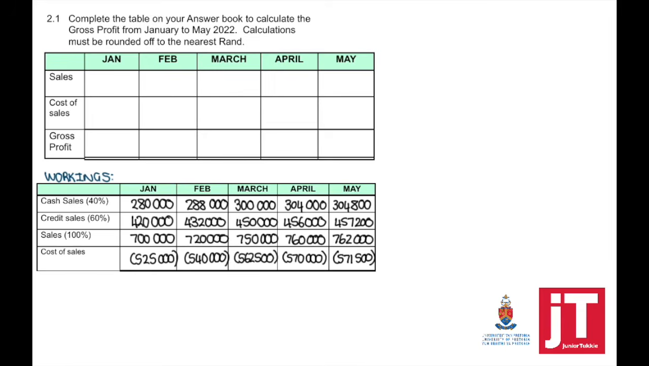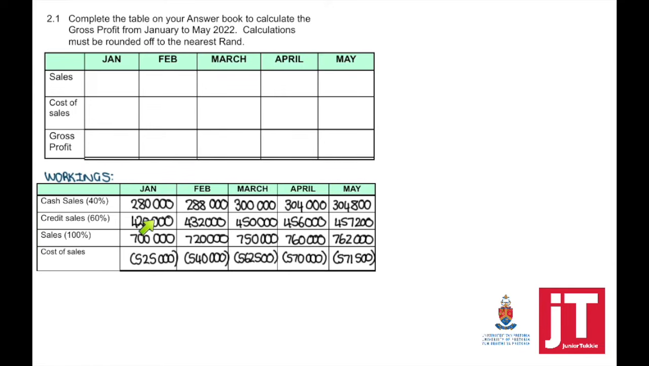Question 2.1. Now we're starting with the questions. Complete the table on your answer book to calculate the gross profit from January to May 2022. Calculations must be rounded off to the nearest rand. So if we now look at the workings, we've already done all of that.